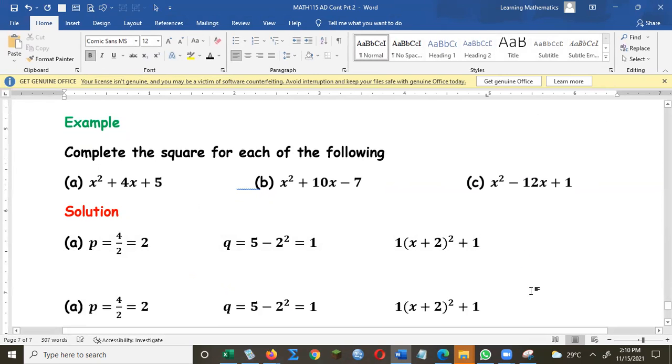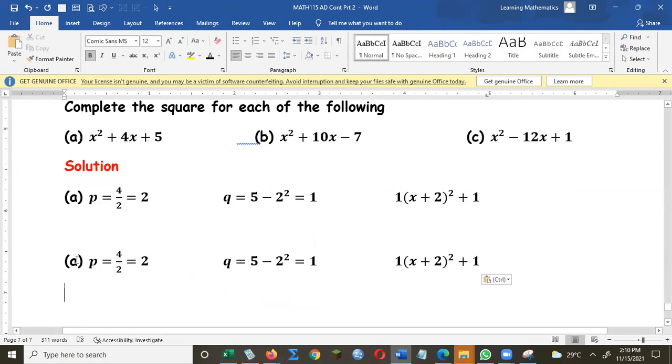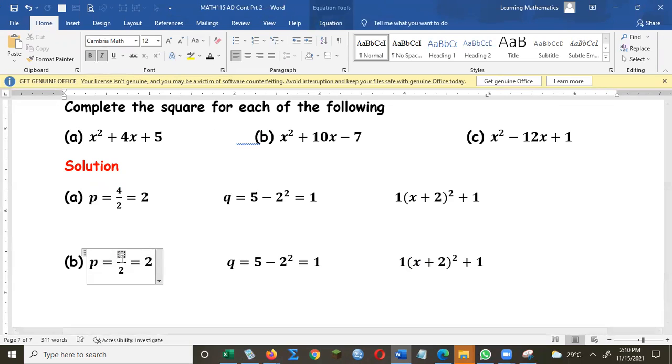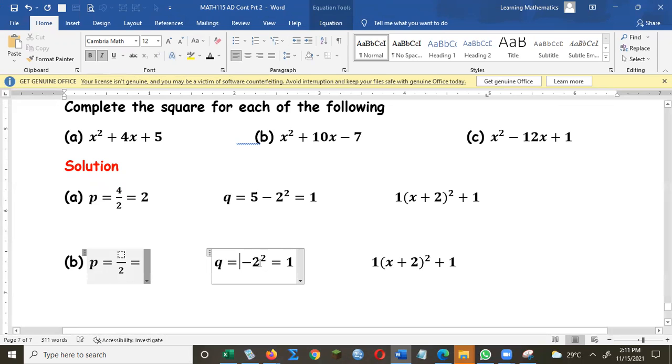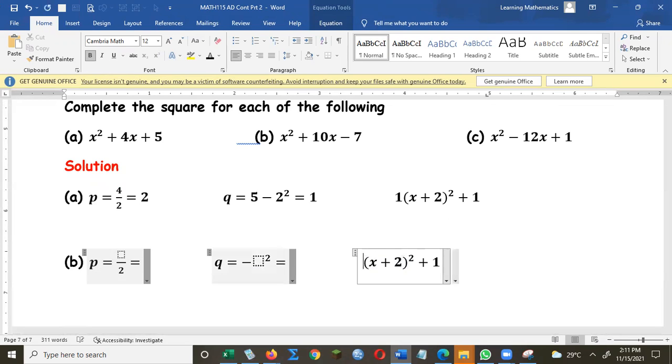Part B. P is equal to a number divided by 2 will give us a number. Q is equal to a number minus a number squared, which will give us a number. And then we have to transform. This is A. This is P. And this is Q. We're talking about B.